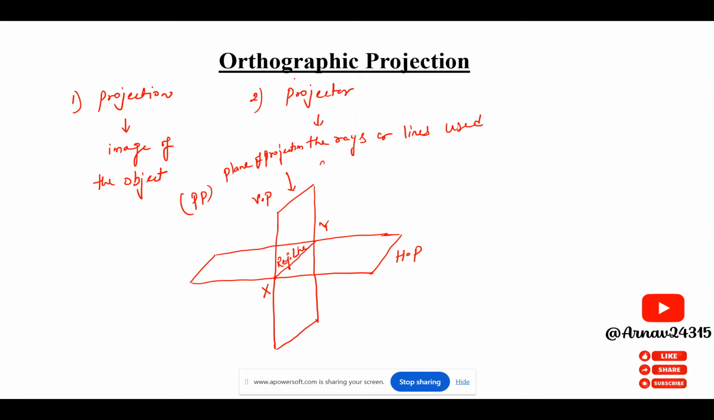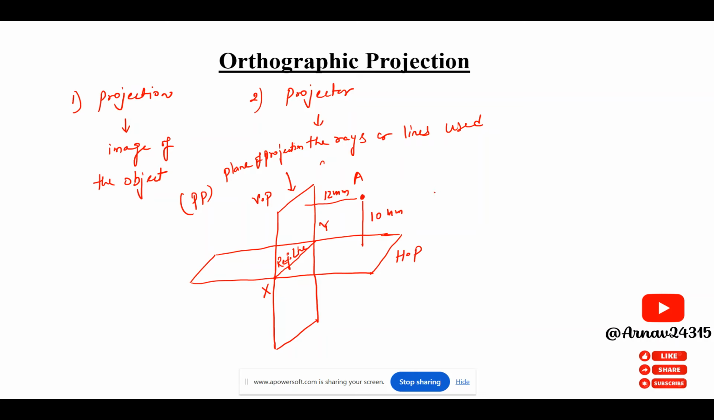Now we'll come back to the orthographic projection. As we are talking about the projection, everybody knows projection means the image or shadow of the object which we are going to observe on the plane of projection, right? For example, let us say we have a point, right? Let's say the name of this point is A, right? And let's say this point is 10 mm above HP, and let's say 12 mm in front of the vertical plane. So this is the location of the point.